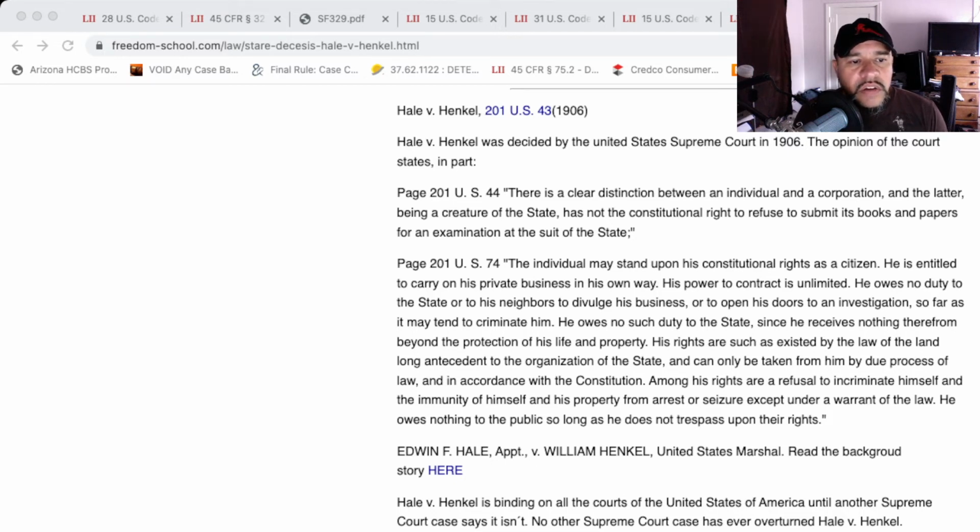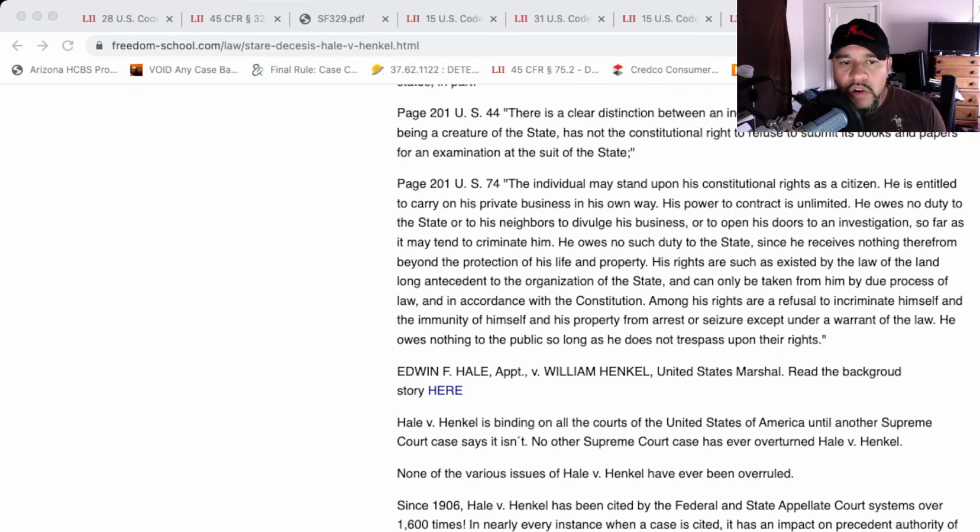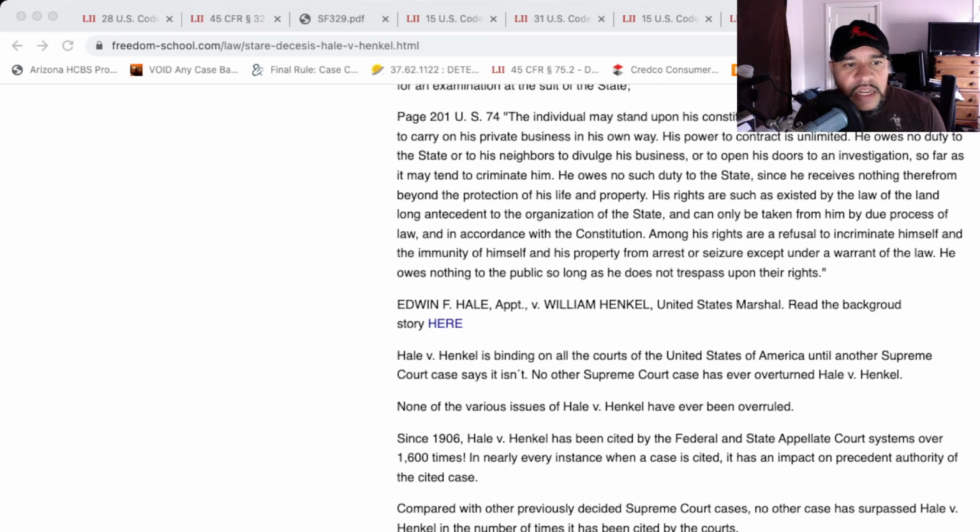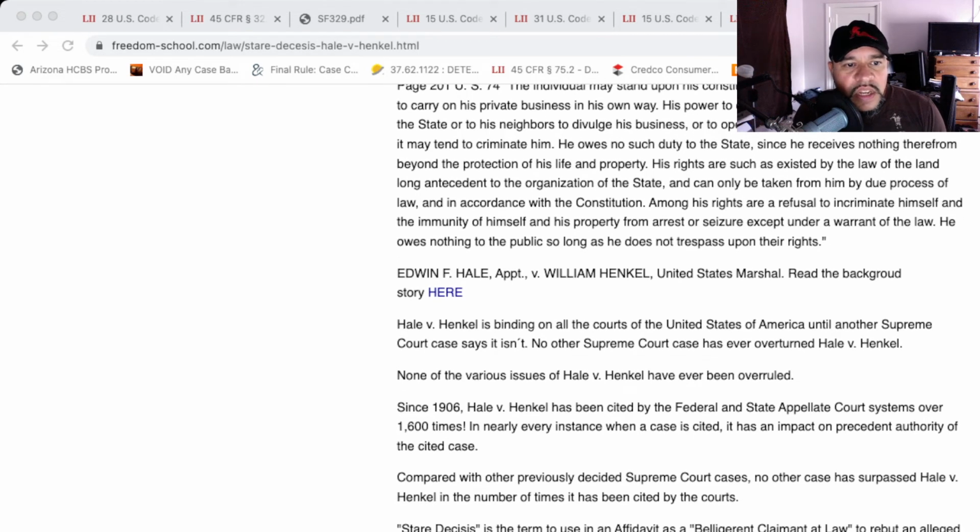Hale versus Henkel is binding on all courts of the United States of America until another Supreme Court says it isn't so. No other Supreme Court case has ever overturned Hale versus Henkel. None of the various issues of Hale versus Henkel has ever been overruled. It's been cited over 1,600 times. In nearly every instance when a case is cited, it has an impact on precedent authority of the cited case.